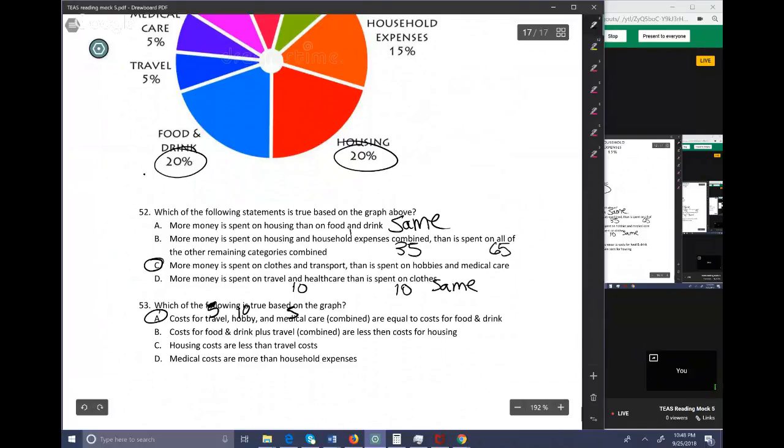Combined, so 5, 10, and 5 is 20, are equal to the costs of food and drink, which is 20. That's how I get that that's a yes. And I did the same thing for the next one. Costs of food and drink, which is 20, plus travel, which is 5, are less than costs for housing. No, because this would be 25 combined together. That's 20. So just get sort of quick at that and you're good on those.